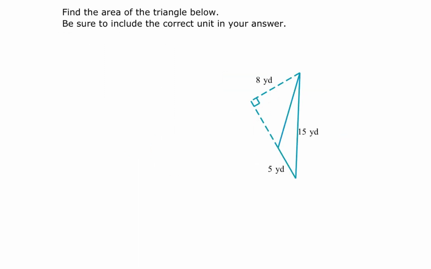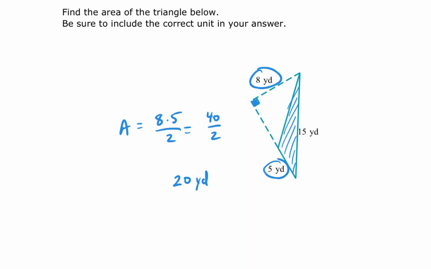Here's one more example where the height is on the exterior or the outside of the triangle. This is our triangle that we're trying to find the area of. And our base and our height must be perpendicular, so therefore they must be these 2 units, because those are the ones that are perpendicular right here. So the area is going to be 8 times 5 divided by 2, 40 divided by 2, which is 20 square yards.